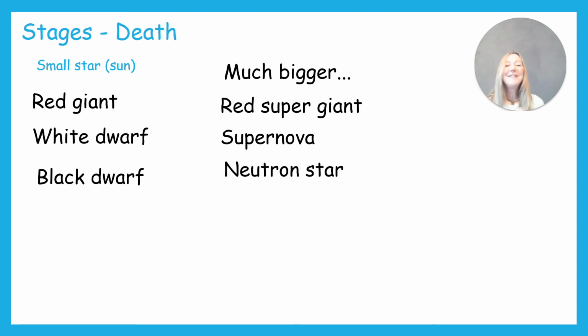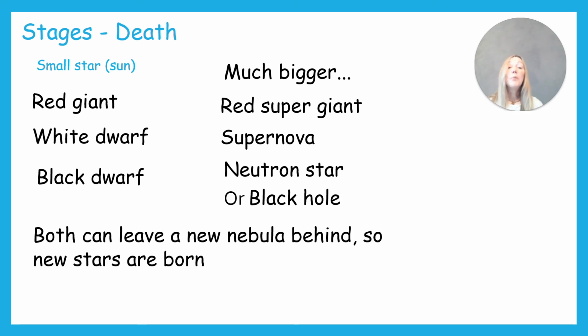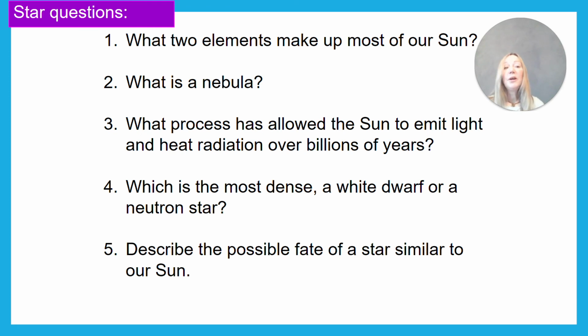And the very, very dense core becomes a neutron star, which we believe can then collapse further to become a black hole. As I said, both of these processes leave a new nebula behind, and so second generation stars can be formed. So pause the video now and have a go at these 5 questions and see how you get on.